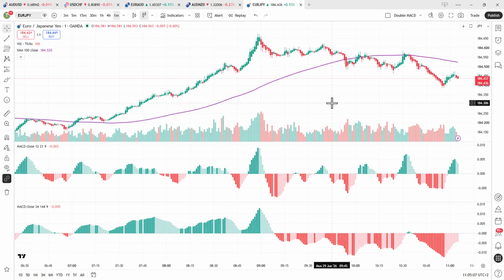Okay, and there you have my 3 different ways of using the MACD indicator that can help you to detect signals earlier, detect trends, and generally work much better than the default MACD settings.